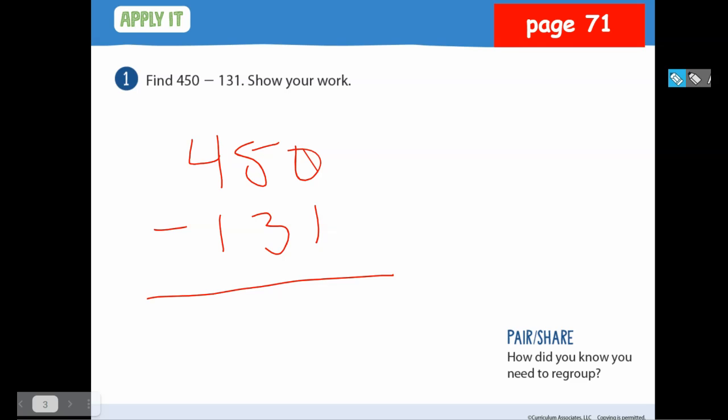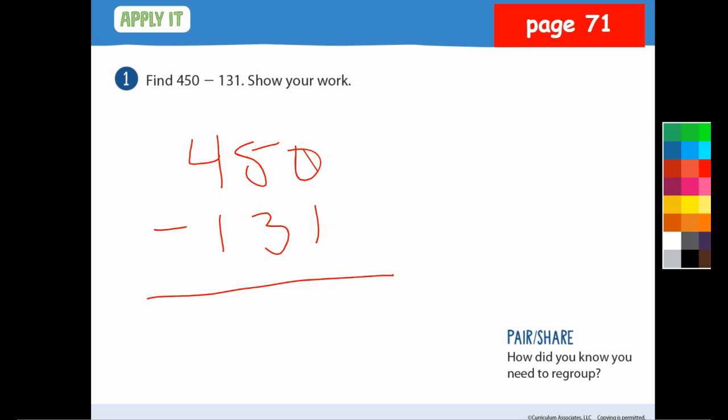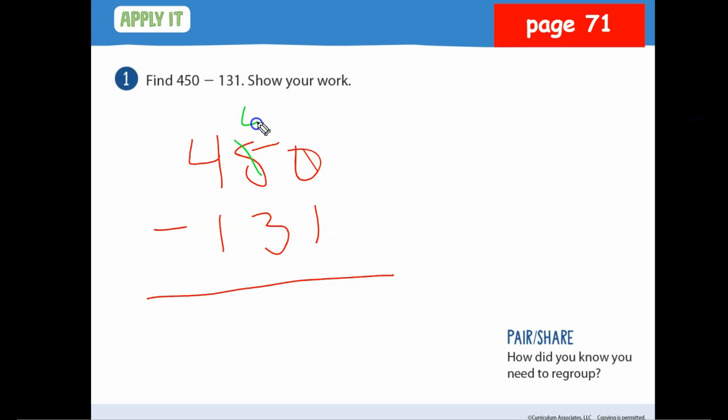Okay, so again, 0 minus 1, I can't do that. Plus, there's more on the floor. I need to go next door. So I need to borrow from the 5. That makes it a 4. Okay, the one that borrow goes next door to the right. Instead of 0, I have how much? 10. If I'm writing, what are you supposed to be doing? Great. So 10 minus 1? 9. Not 11. It's 10 minus 1.